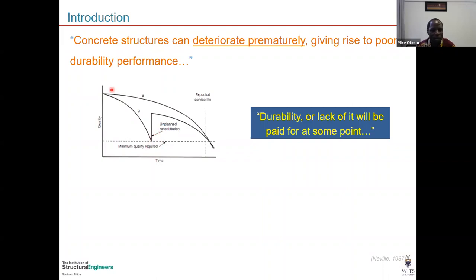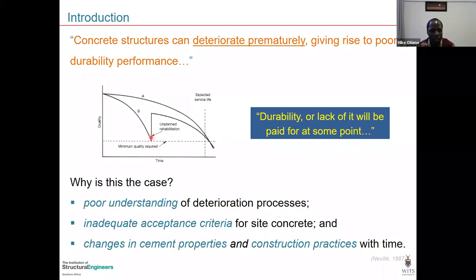This is why durability is an aspect that structural engineers need to take into account at the design stage: it is much cheaper to invest in durability at the design and construction stage as opposed to when the structure has deteriorated. So the question is, why are our structures deteriorating? And there are many reasons for this.